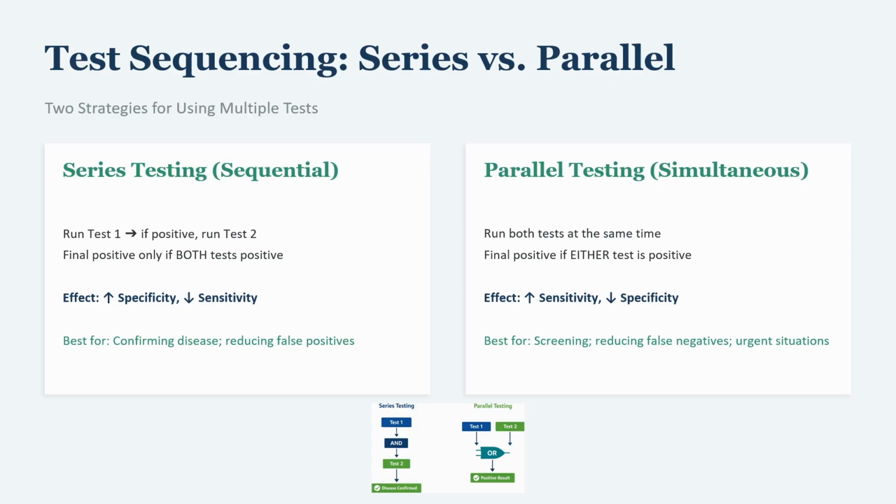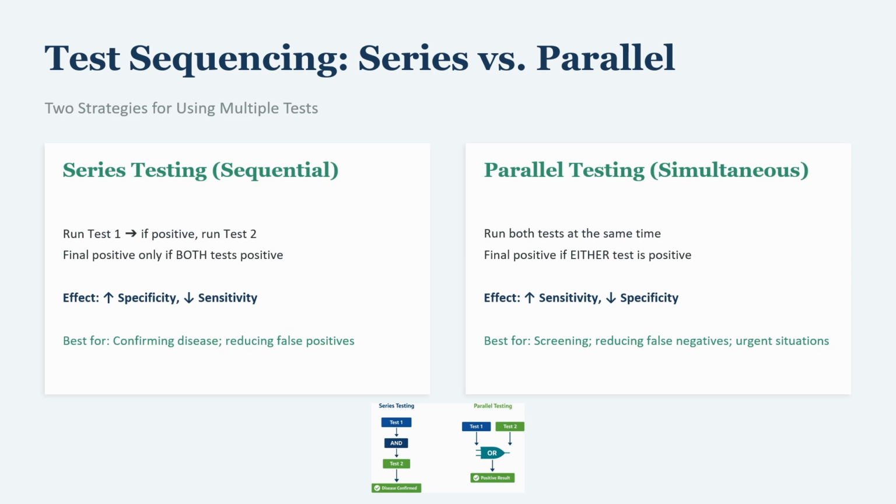Let's get into it. One test isn't enough, either because the stakes are too high, the test isn't perfect, or you need to balance sensitivity and specificity. You use multiple tests. There are two fundamental strategies, series and parallel. In series testing, you run tests sequentially. You run test 1 first. If it's positive, you run test 2. You only call the final result positive if both tests are positive. Think of it as a two-gate system. An animal has to pass through both gates to be classified as positive.